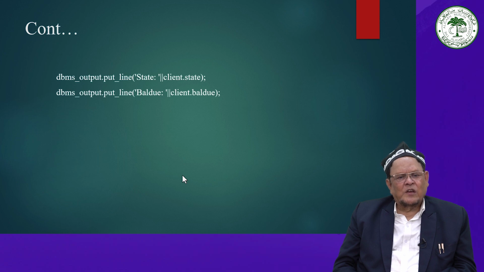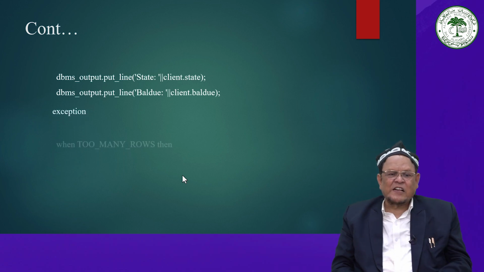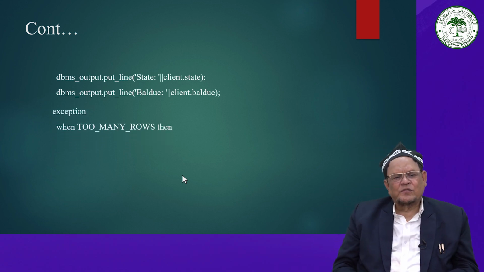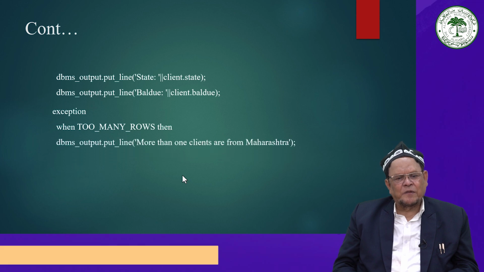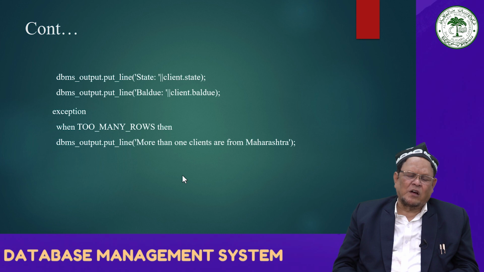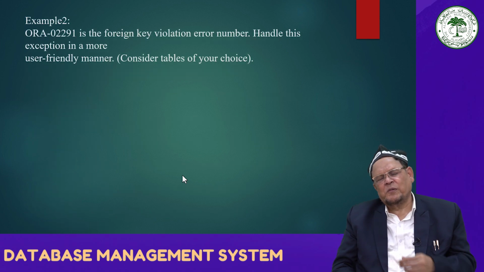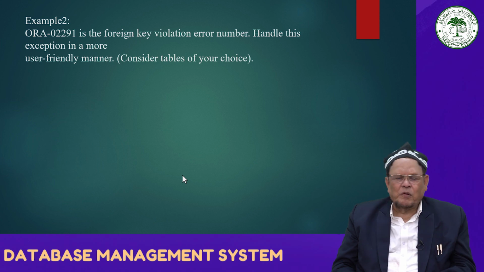Then DBMS_OUTPUT.PUT_LINE balance due, client.balance_due. Then the exception, when too_many_rows, then DBMS_OUTPUT.PUT_LINE more than one client from Maharashtra. If more than one row is there, the message will be displayed like that. In this way, if more records are there, the exception handler will display the message on the screen.